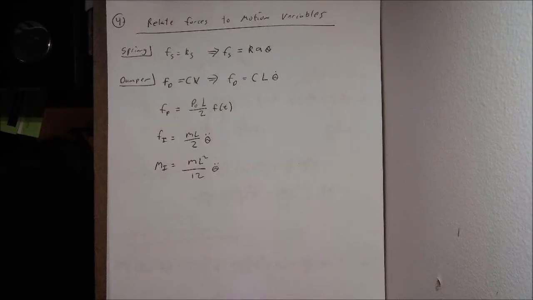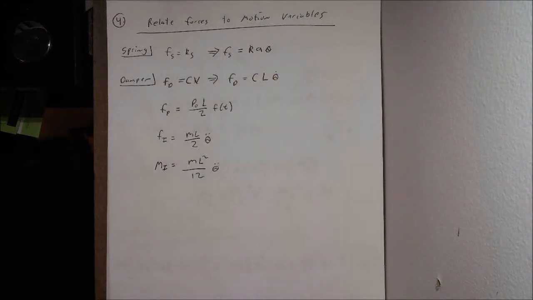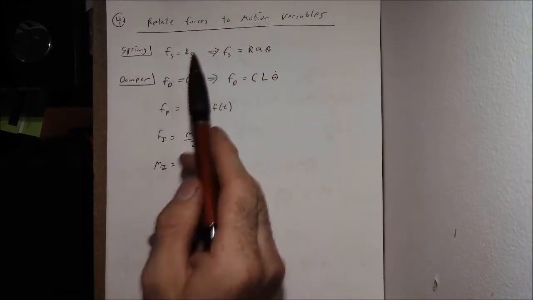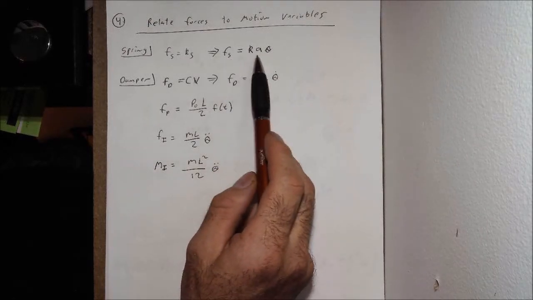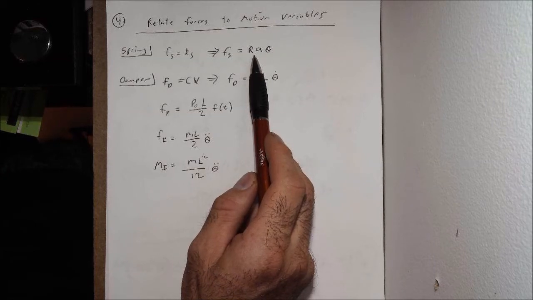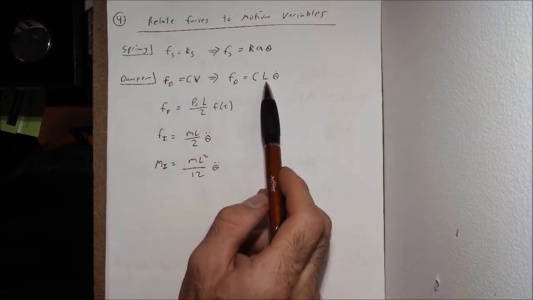For the next step in our solution, step 4 here, what we want to do is relate the forces to motion variables. We'll start out with the spring here. We call F sub S equals kS. For our problem here, we now have F sub S is equal to k times a distance from our frictionless pin up to where our spring is located, times theta. F sub D, the total length of the spring there, L.